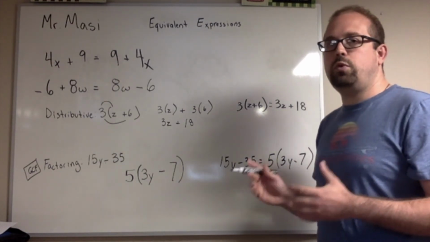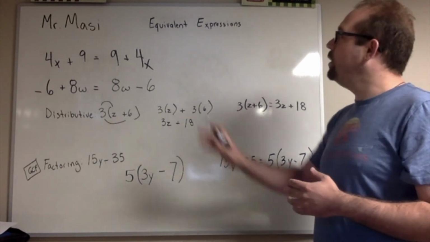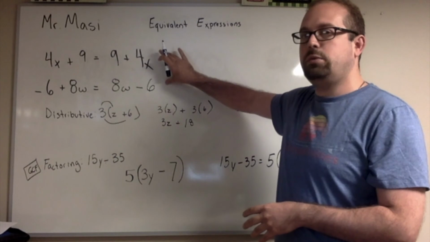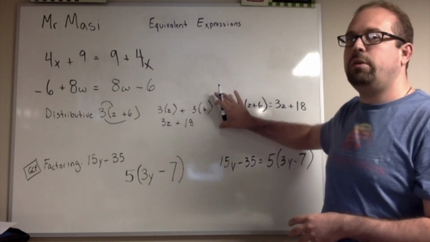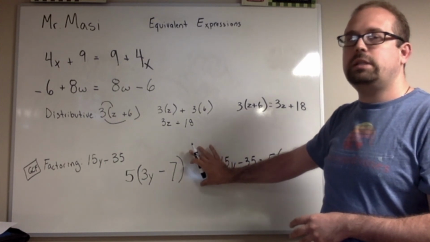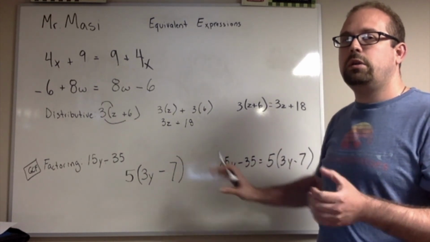So those are some quick examples on how we can do equivalent expressions by just changing around the order with these two examples, using the distributive property with this example, and factoring it out with this example, making sure we're using the greatest common factor.